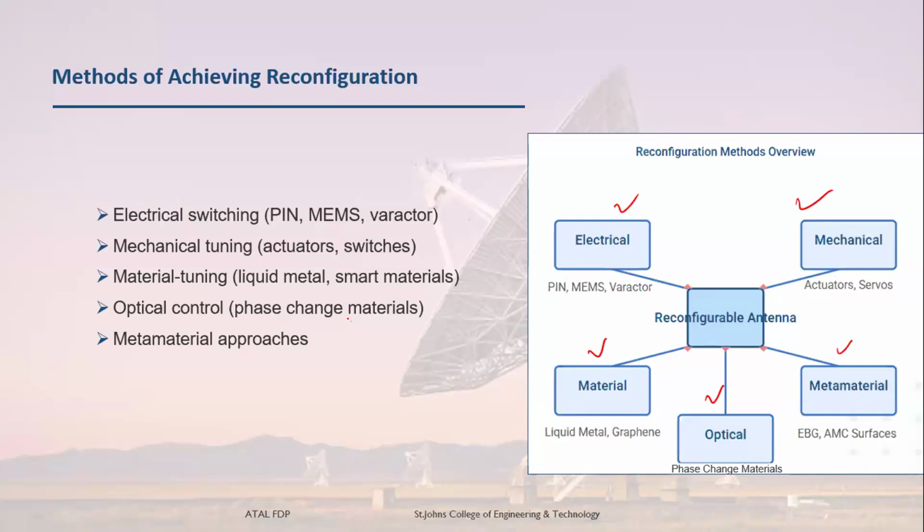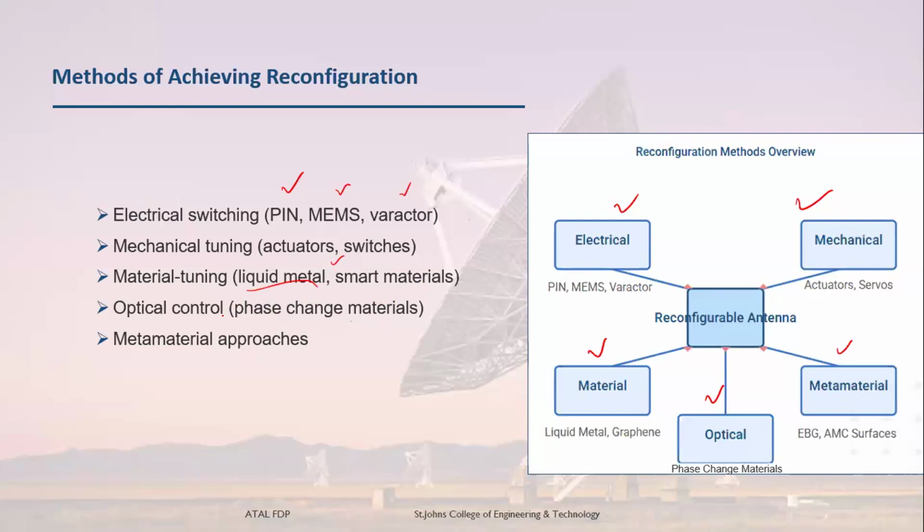Okay, so now how do you control these switches? Through electrical switching, we use PIN diodes, MEMS, and varactors. Through mechanical means, there are actuators and switches. Even through material tuning, it is possible to change these parameters we discussed, like frequency, pattern, and polarization. Smart materials and liquid metals are there. Very beautiful concept, liquid metal. By injecting it, we'll see in detail in later slides. The other one is optical control.